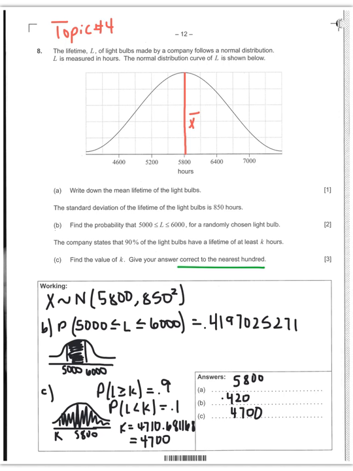Number 8 is some topic 4 questions. So it's talking about normal curves. So they give us this normal curve for life of a light bulb, and they want us to find the mean. So the mean is right in the middle, that highest point. So the mean is 5,800 hours.